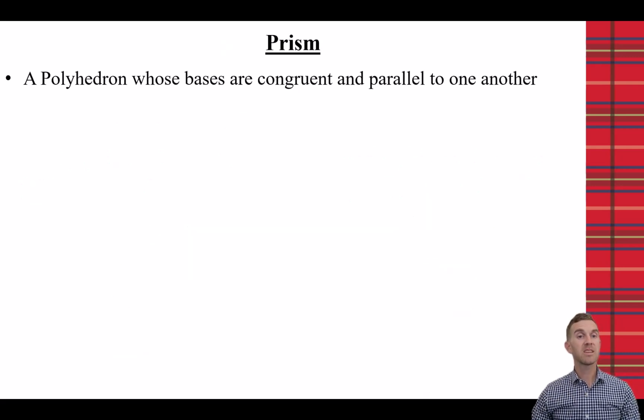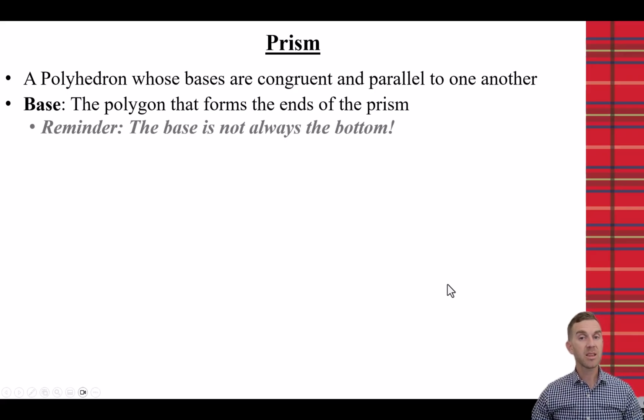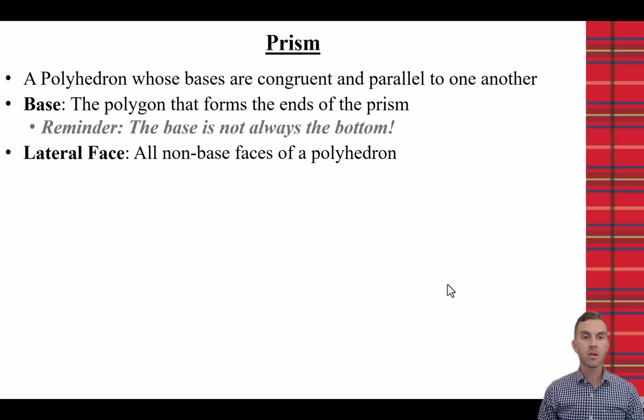Now, a prism is a polyhedron whose bases are congruent and parallel to one another. And that's a key part to recognize here when we're talking about polyhedra. When we talk about the base, it's the 2 polygons that form the shape that spreads out to make the prism. It does not have to be the bottom of the solid. The base can be the left, the right, diagonally, as long as it is the shape that's being stretched out to make the prism. And then everything else that we have is called a lateral face.